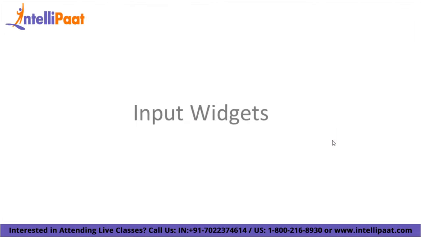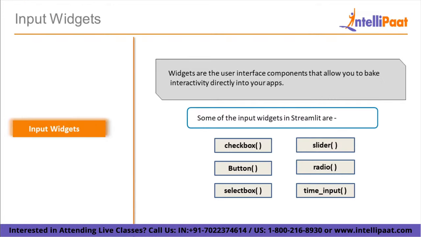Next, we have input widgets. Now, what are input widgets? Widgets are the most important user interface components, right? Streamlit has various widgets that allow you to bake interactivity directly into your apps with buttons, sliders, text inputs, and more. Some of them are checkbox, button, select box, slider, radio, time input, right? And there are many more such as date input, etc. We will discuss all these things while doing the practical implementation. So now let's jump into the coding part.